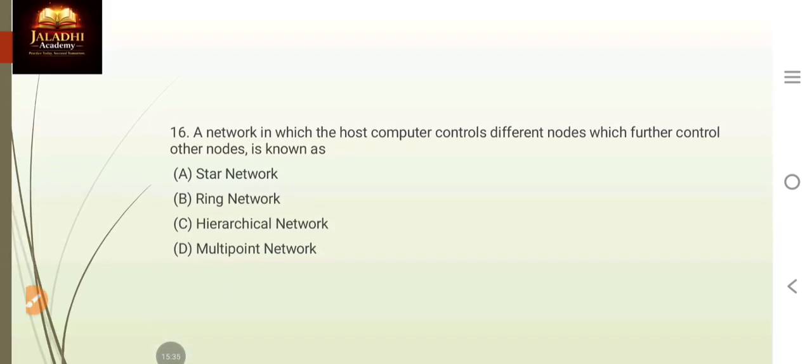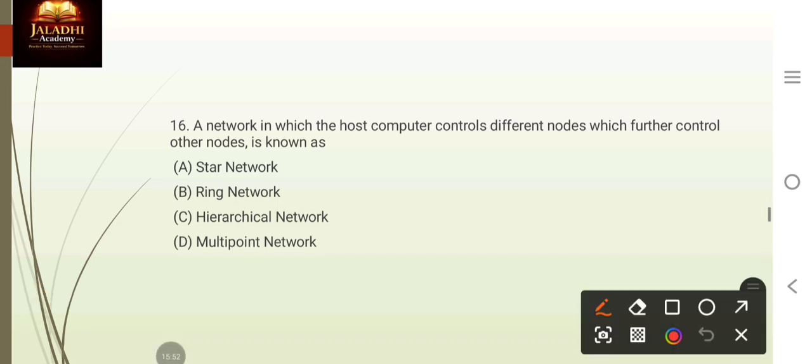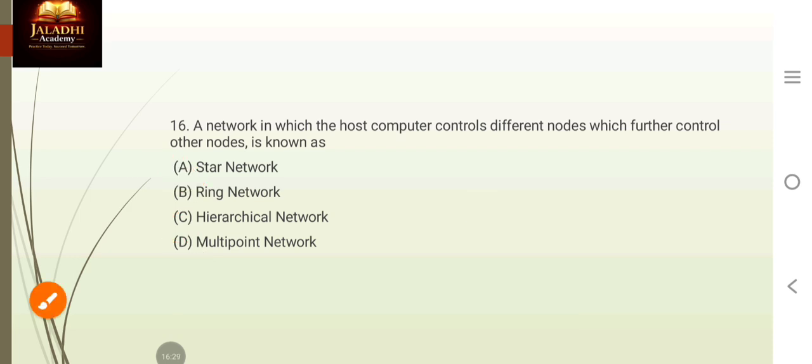Then the 16th question. A network in which the host computer controls different nodes which further control other nodes is known as: star, ring, hierarchical, multi-point. We'll see one by one. Star network has a single center. Ring is circular. Multi-point is a shared connection. Hierarchical network has a top node with subnodes in a tree structure. So a network in which the host computer controls different nodes which further control other nodes is known as a hierarchical network. Correct option is C. Then next question.